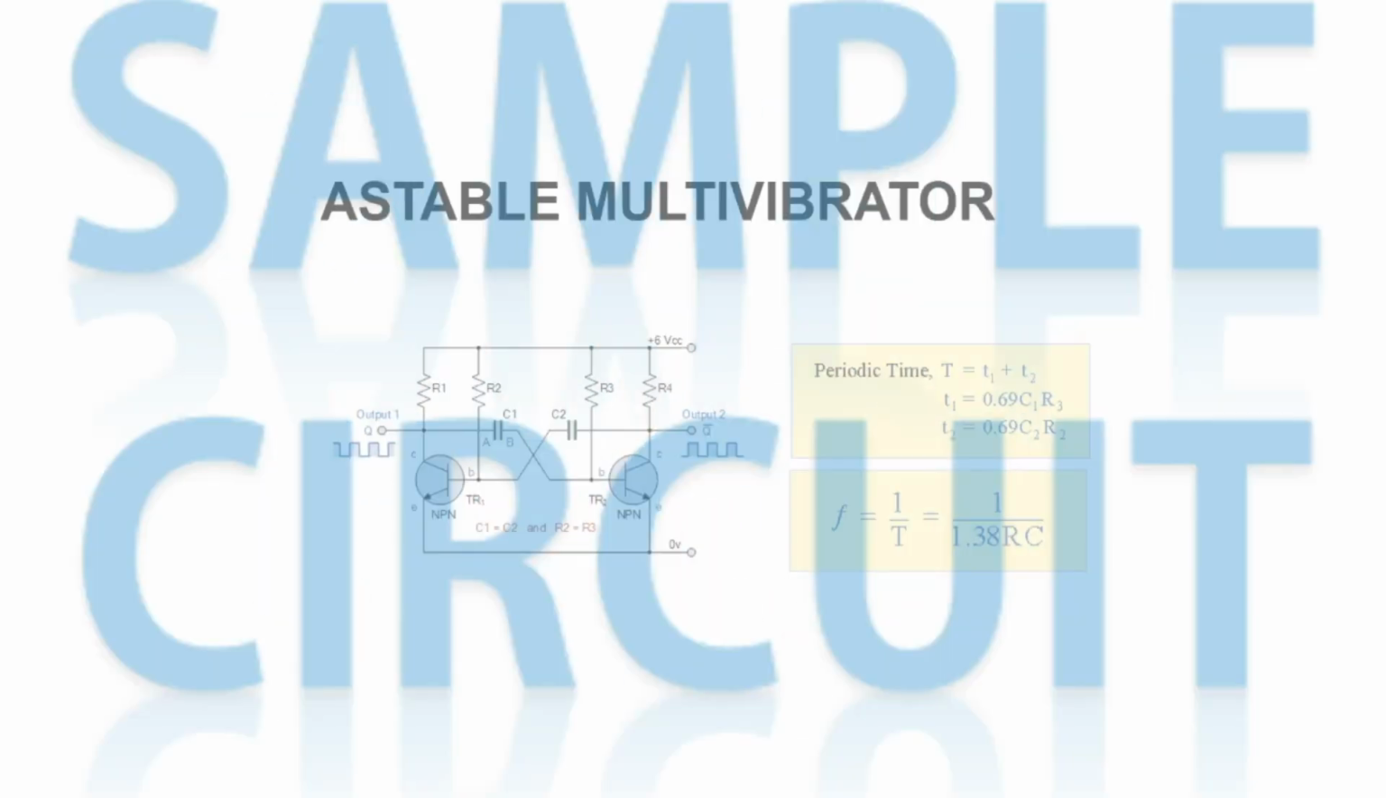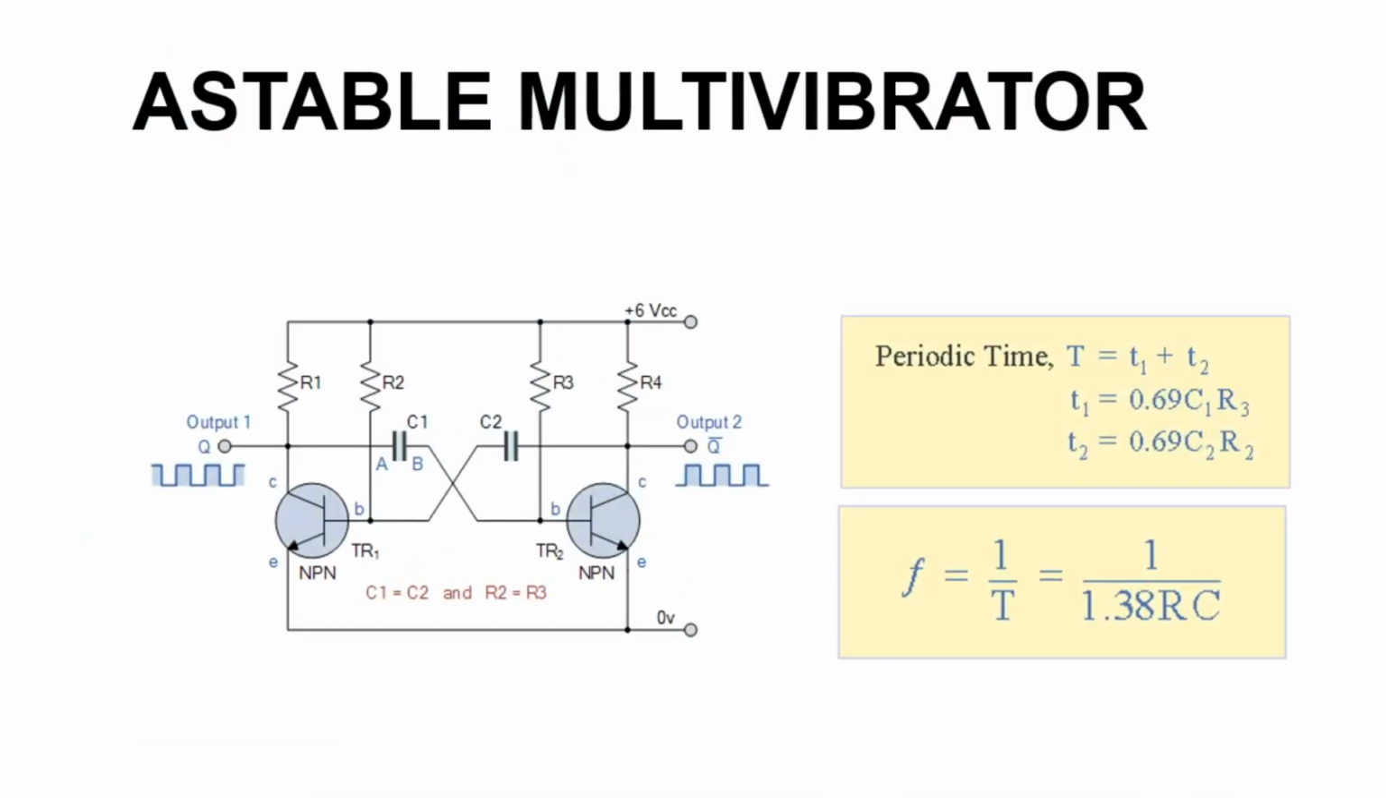So the sample circuit today we are going to focus on is the astable multivibrator. The astable multivibrator has 4 resistors R1, R2, R3, R4 and 2 capacitors C1, C2, and it has 2 transistors of NPN type. So it has 2 outputs: output 1 Q and output 2 Q bar. So this is the circuit. Here we are going to simulate it.